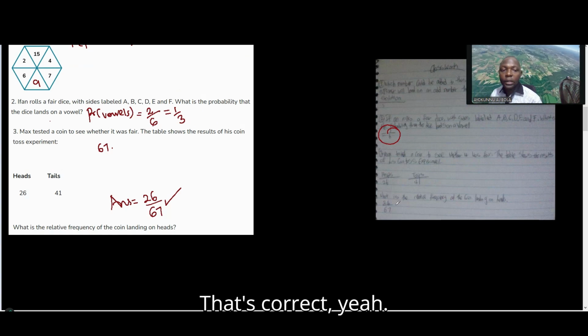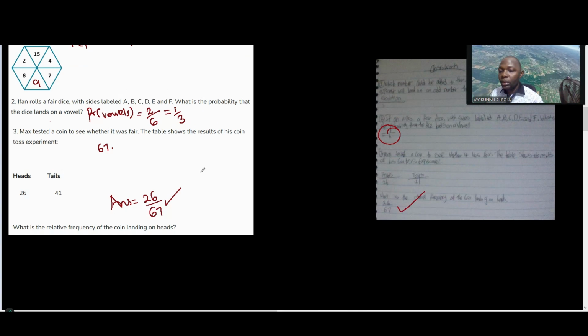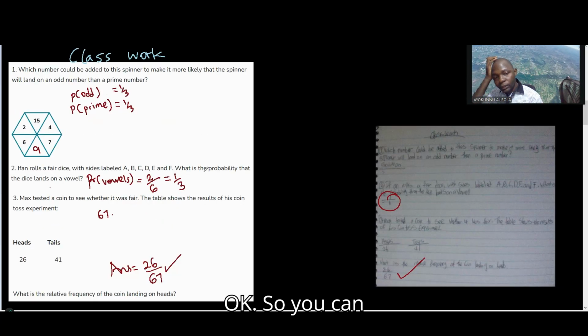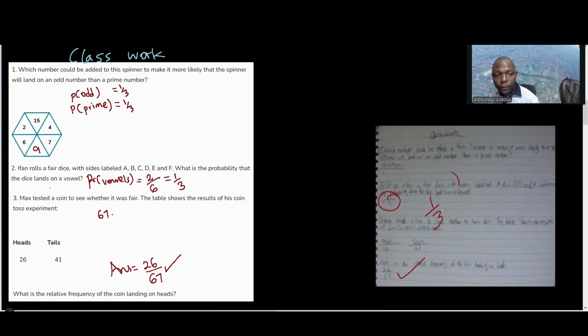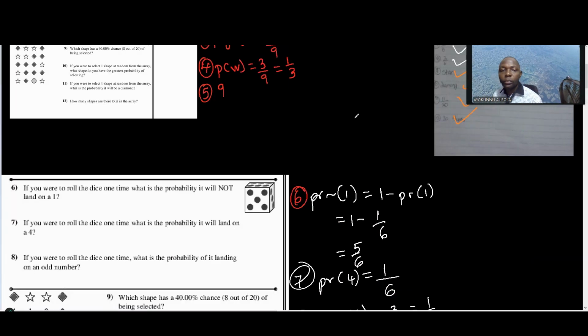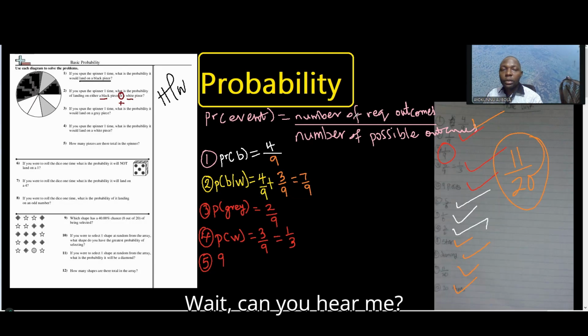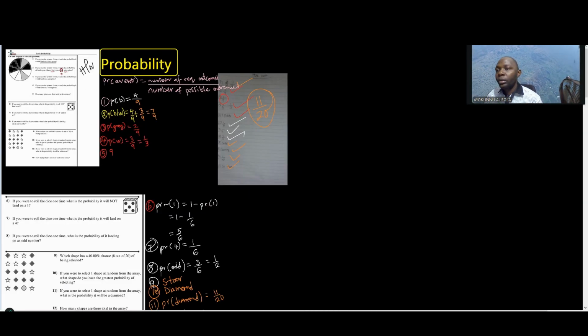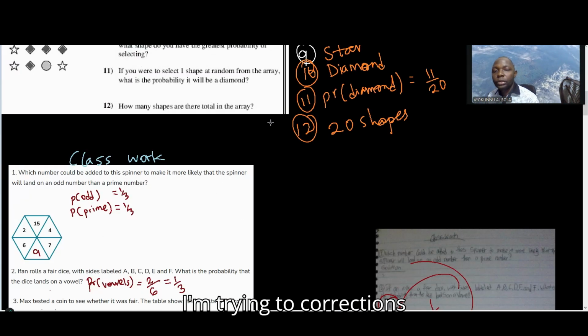That's correct there. Okay, so you can see the 1 out of 3. Take note of your corrections, okay? Wait, can you hear me? Yeah. Okay, so the corrections are here.